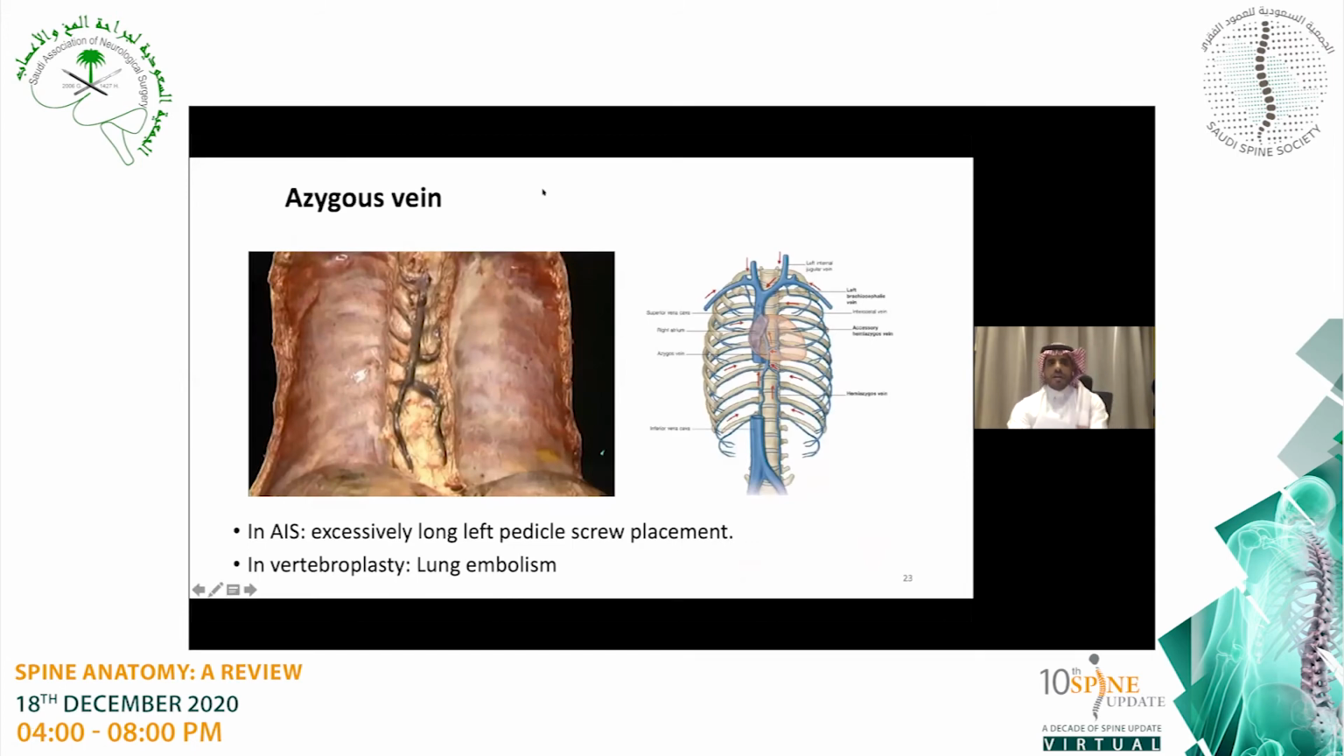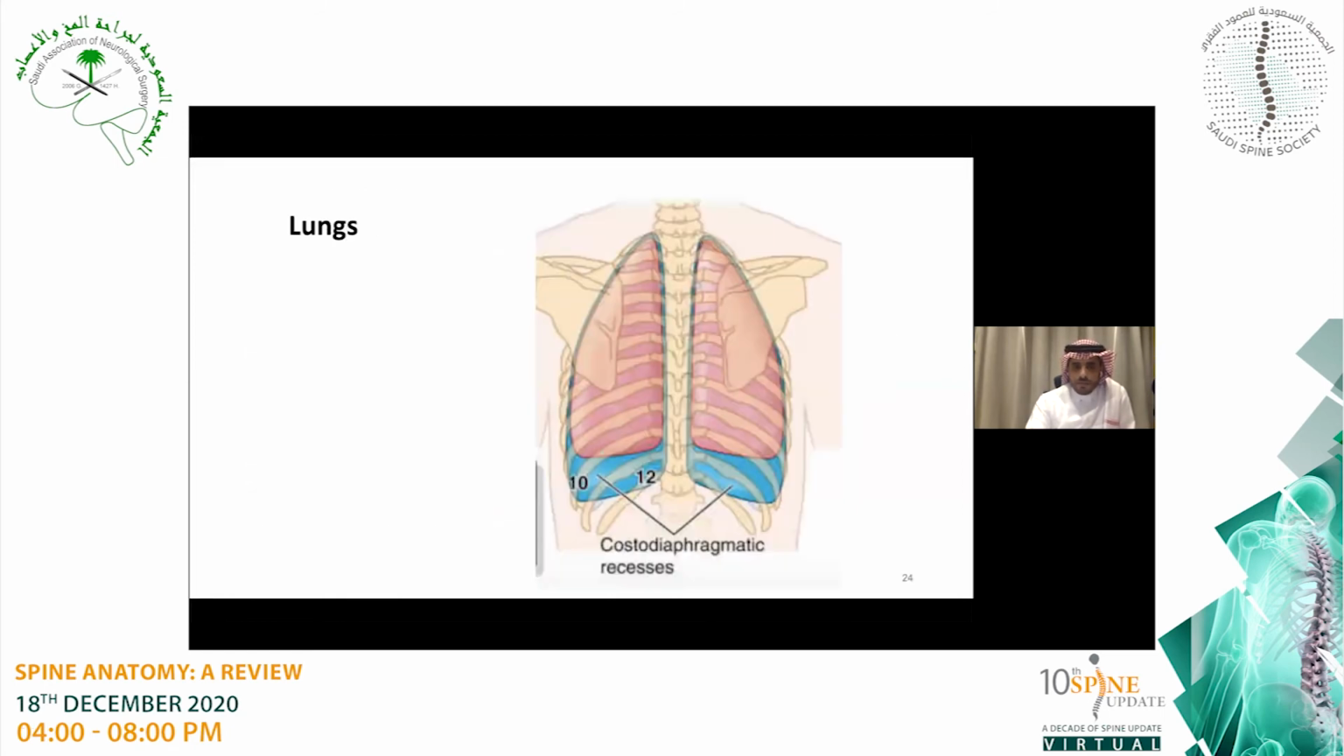The other vascular structure near the spine is the azygos vein. We can see here clearly it lies immediately in front of the spine. In AIS, injury with long pedicle screws has been reported, and during vertebroplasty, the venous drainage of the vertebra drains to the azygos vein, and this could lead to pulmonary embolism.